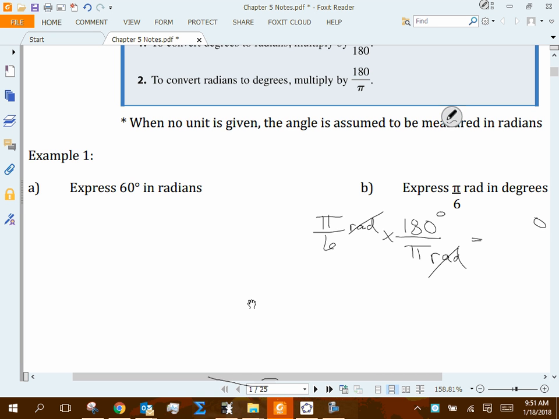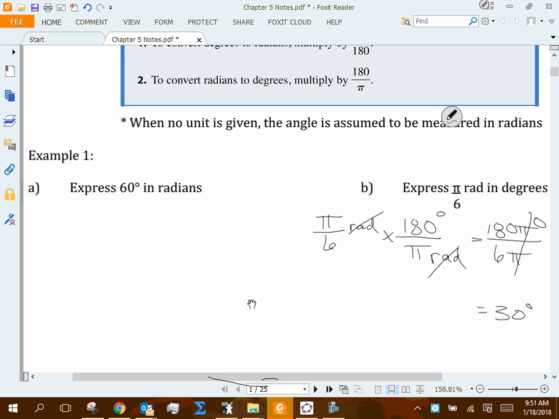I get now, I'm just going to, usually you probably won't write it as deliberate as this, but we get 180 over 180, pi over 6 pi. What happens to the pi's? They cancel out as a factor of 1. How many times does 6 go into 180? 30. So we got 30 degrees there is the same thing as pi over 6.